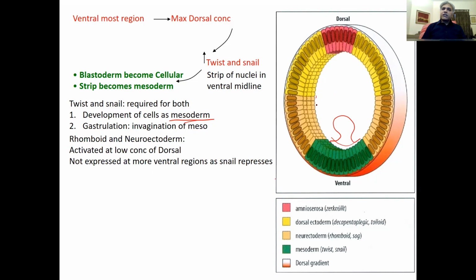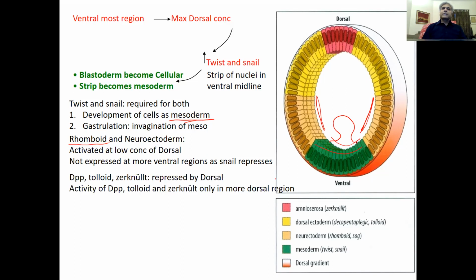However, in this region, which is neuroectoderm, where concentration of dorsal is low, twist and snail are not present here, because twist and snail are only active when you have high concentration of dorsal. So here, with low concentration of dorsal, another gene gets activated, which is called rhomboid, in the neuroectoderm. And it's not expressed in the future mesodermal cells because twist and snail suppress rhomboid there.